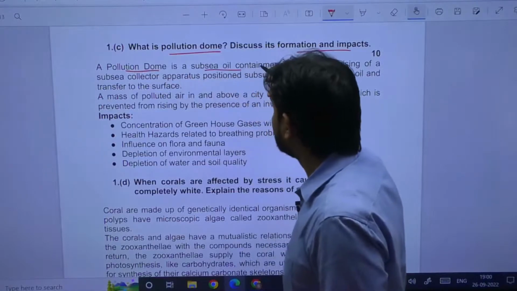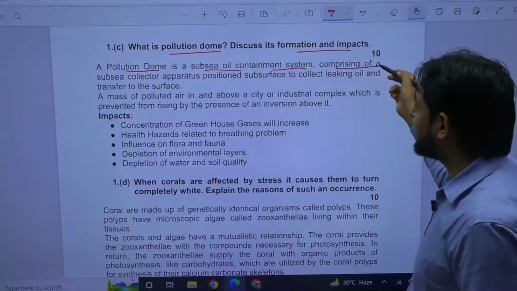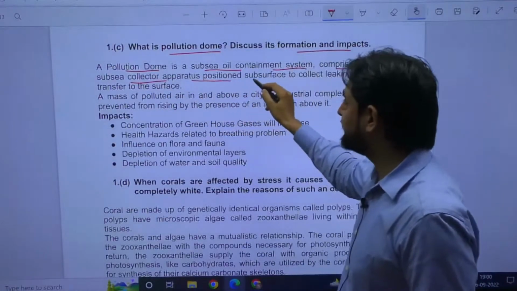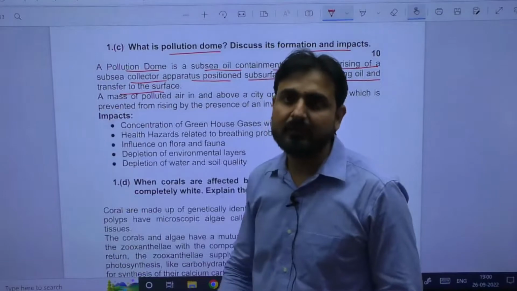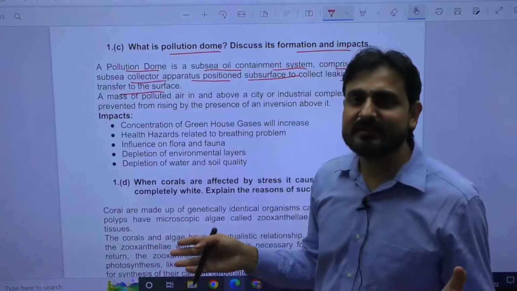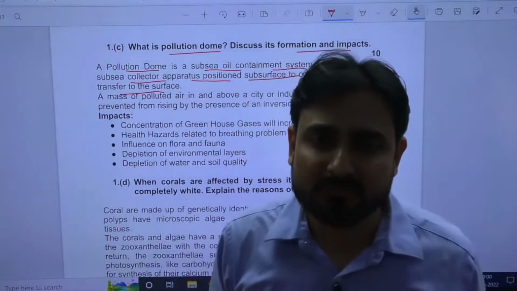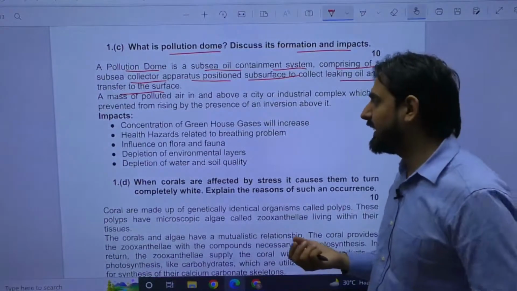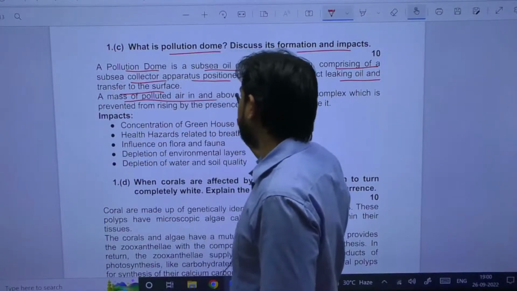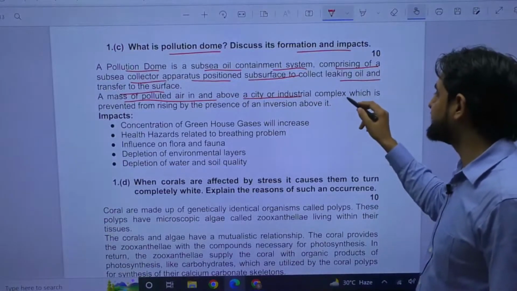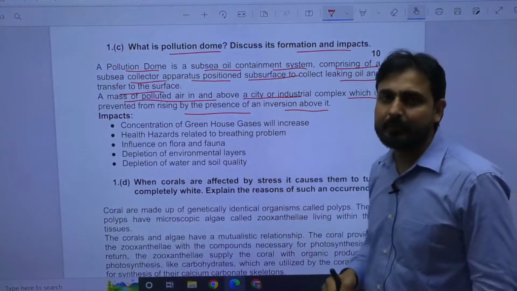Pollution dome is a subsea oil containment system comprising a subsea collector apparatus positioned subsurface to collect leaking oil transferred to the surface. So over there, a dome-like structure gets created where all the polluted gases and polluted particles get accumulated. Further, you can also associate it with land: a mass of polluted air in and above a city or industrial complex, prevented from rising by the pressure of an inversion above it.